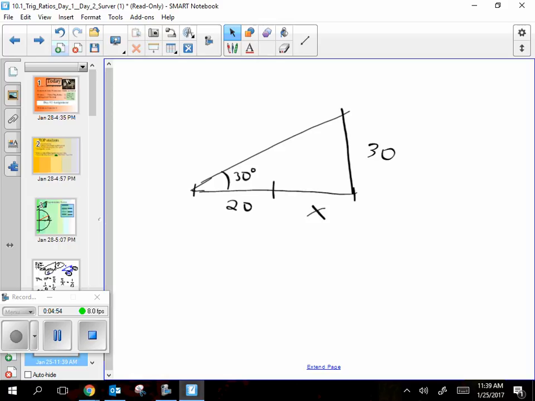Again, you could do it 2 ways, but this time I would recommend a trig equation. Sine, cosine, or tangent of something equals something. And I know you're thinking, do I use the 20 or do I use the x? You use both somehow.